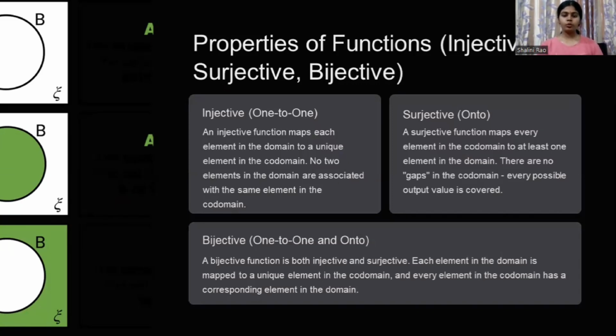Bijective, one-to-one and onto. A bijective function is both injective and surjective. Each element in the domain is mapped to a unique element in the codomain, and every element in the codomain has a corresponding element in the domain.